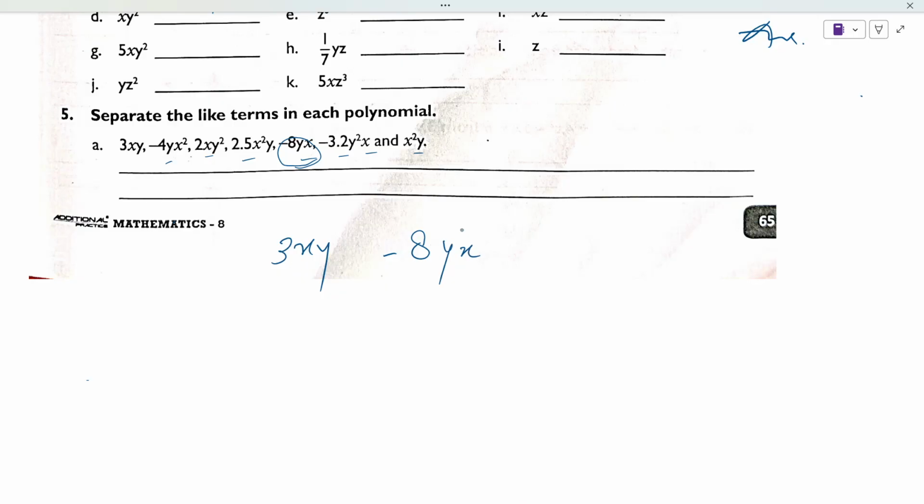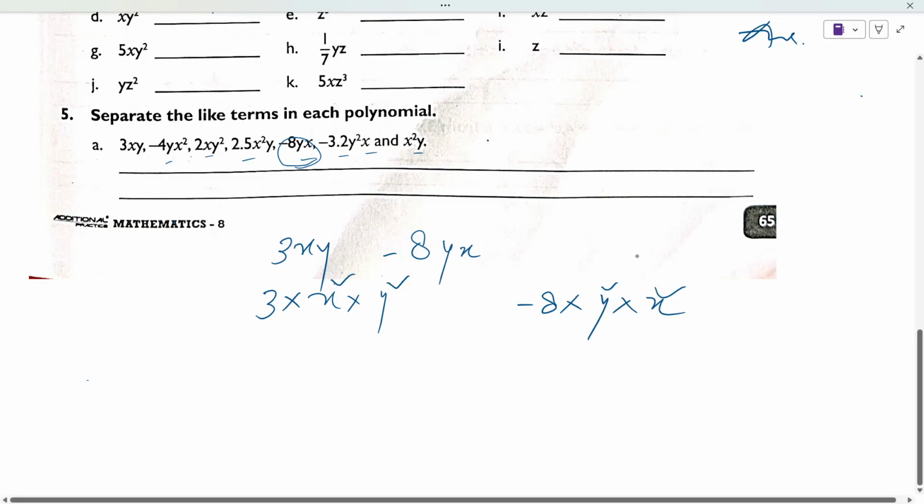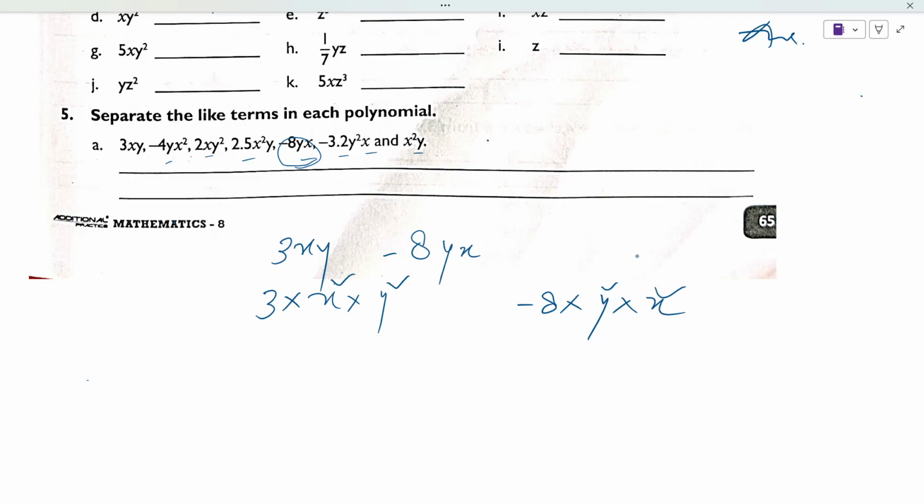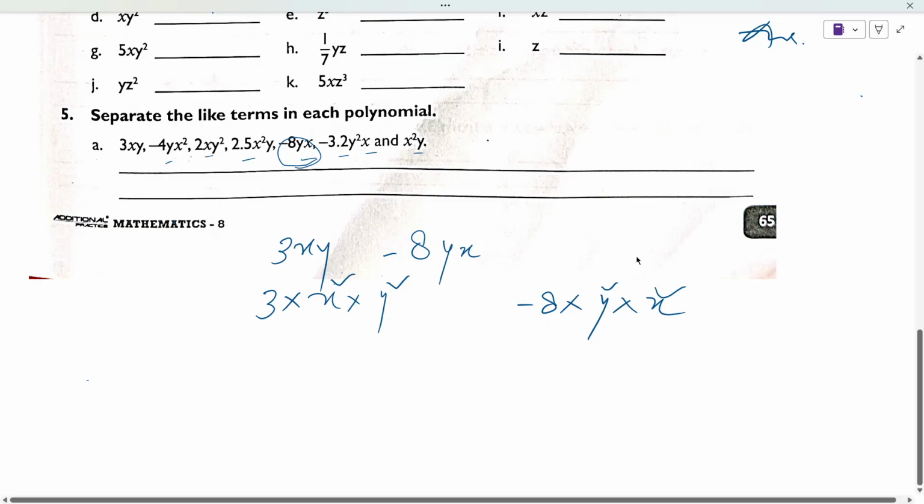Now some of you might say that this is yx and this is xy, how can they be the same? But they are the same, because 3xy means 3 into x into y, and minus 8yx means minus 8 into y into x. Finally we have to check the variables: we have xy and yx. By which property? Commutative property. x into y and y into x give you the same thing, just like 2 into 3 and 3 into 2 give you the same thing, that is 6. So in that way, justified.